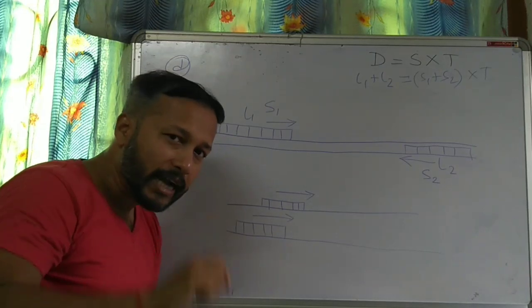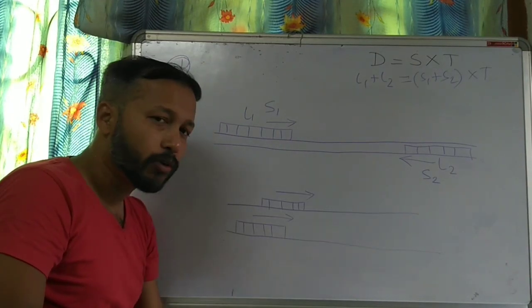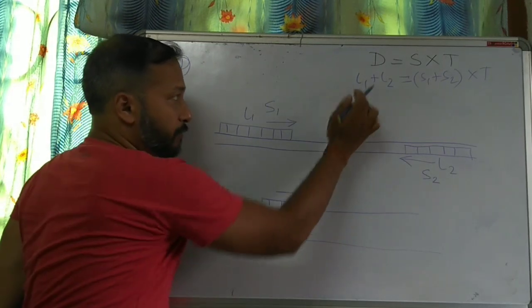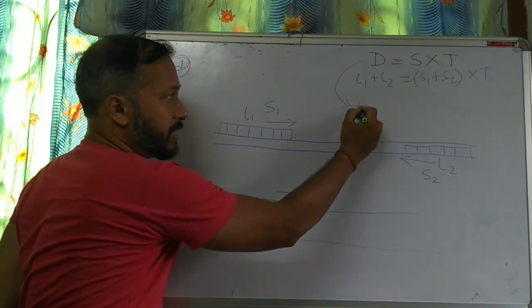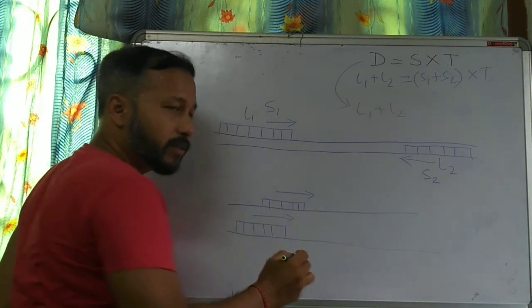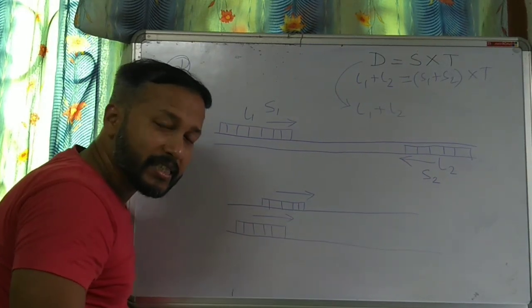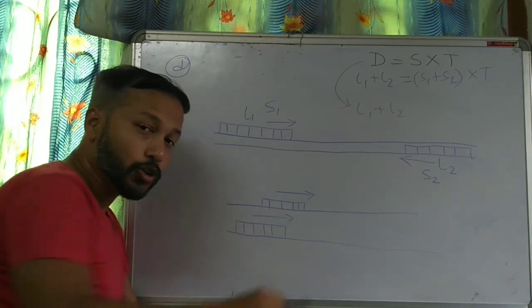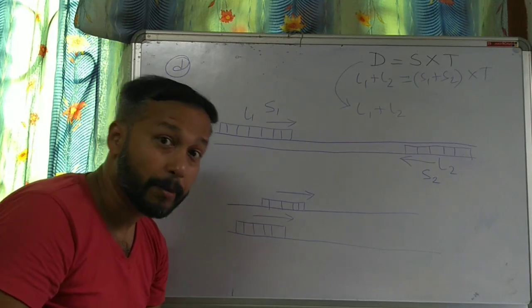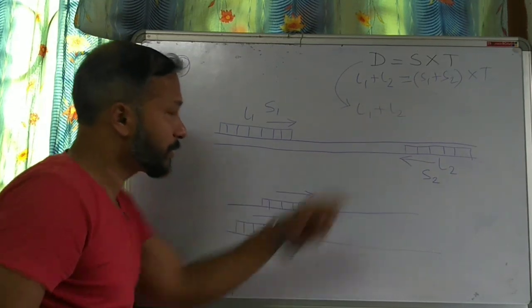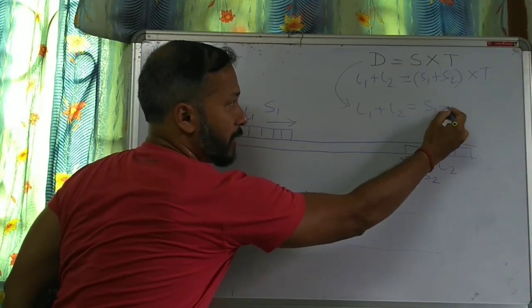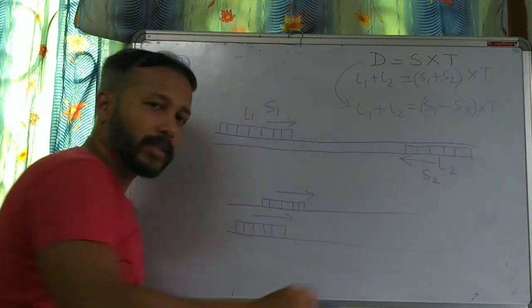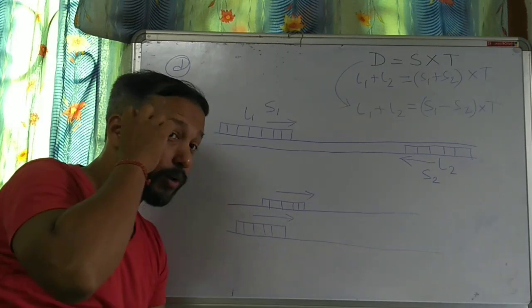Understood? For that case, we'll use the same formula, but there will be a little difference. The formula will be distance, meaning L1 plus L2, same, but since both the trains are going in the same direction, the speeds will get subtracted. So L1 plus L2 equals S1 minus S2 into time. Understood? This is the formula.